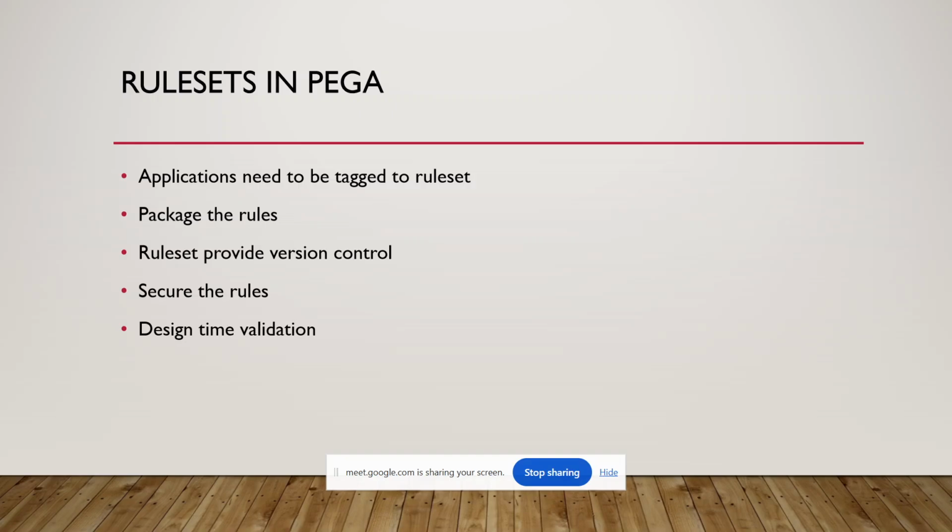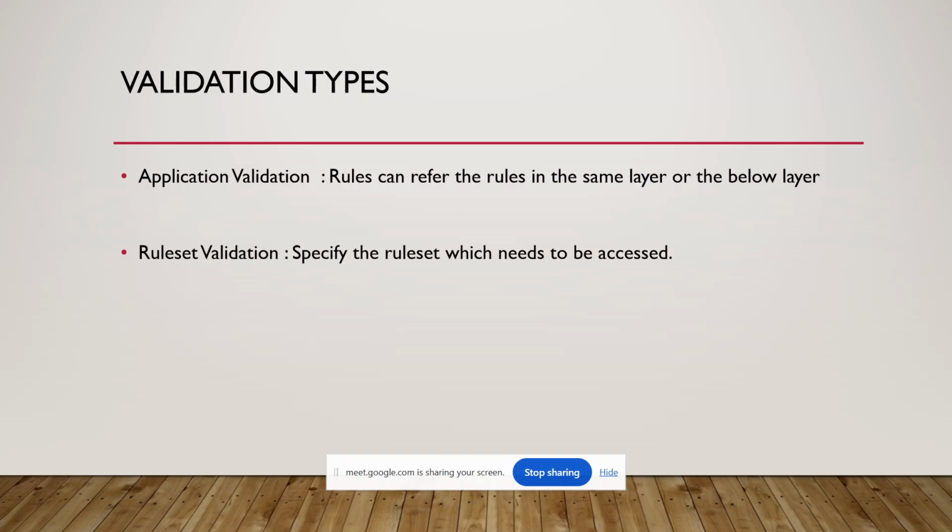We also understood rule sets, the importance of rule sets, and how rule sets play a crucial role in locking and unlocking and help in securing each and every rule. You have an option to secure each rule, which provides privilege and security so that no one can update that rule. Then we understood validation types. As mentioned, we have two validation types, application validation and rule set validation. We covered a demo on how application validation works and how rule set validation works.